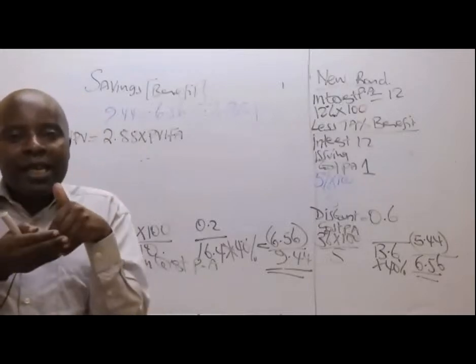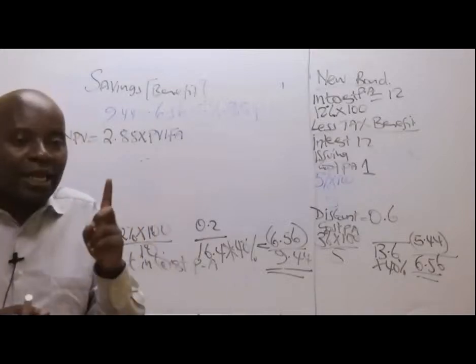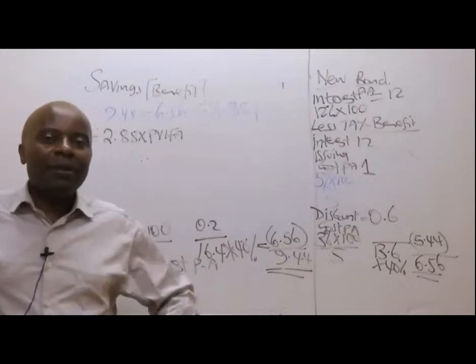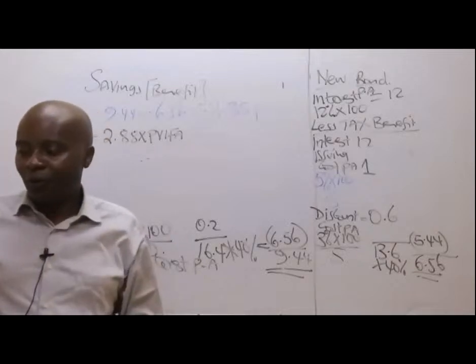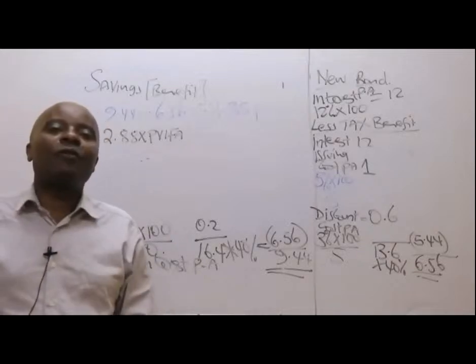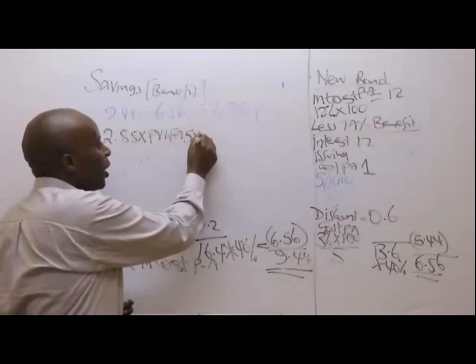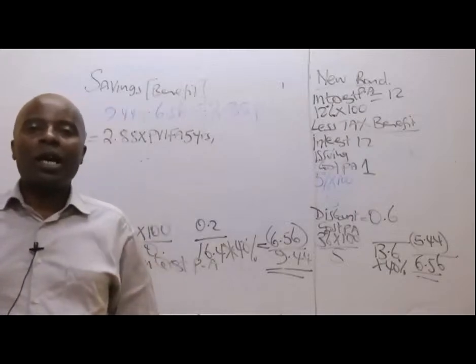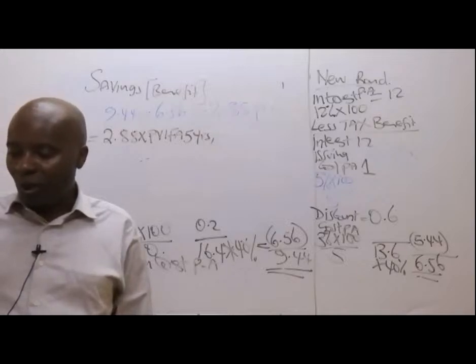So if I retire it at the end of the 5th year, it means that I'll be enjoying this 2.88 every year. For how many years? 5 years, when I introduce the new bond. And at what cost of capital? Somebody is giving me 12%.